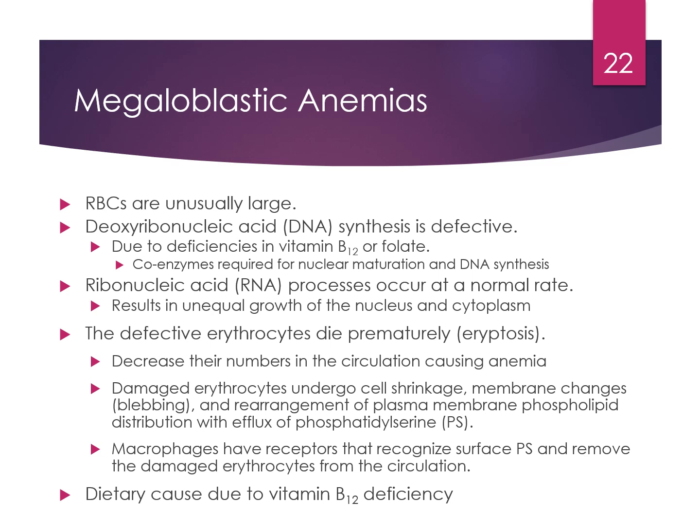Next, let's talk about megablastic anemias. Megablastic anemias is where we have RBCs that are usually large. We thus have defective DNA synthesis, which usually is the result of a vitamin B12 or a folate deficiency. That vitamin B12 deficiency can be also from dietary intake. And then that deficit thus leads to defective erythrocytes. And if we have defective erythrocytes that die, then we don't have enough in circulation, which leads to our anemia.